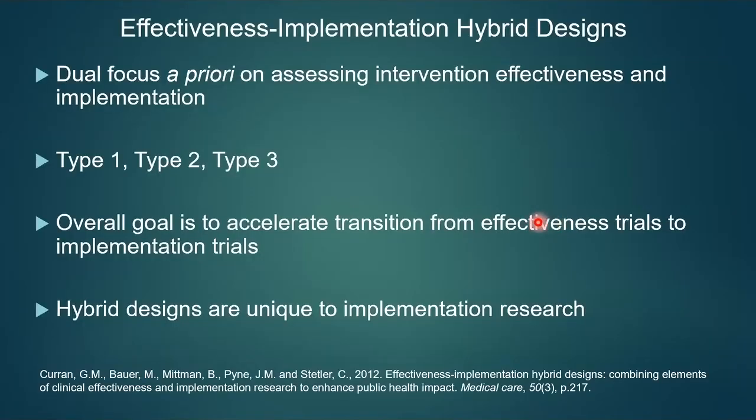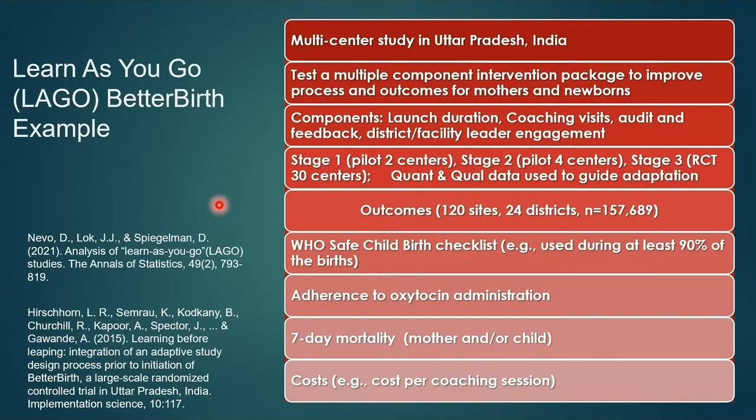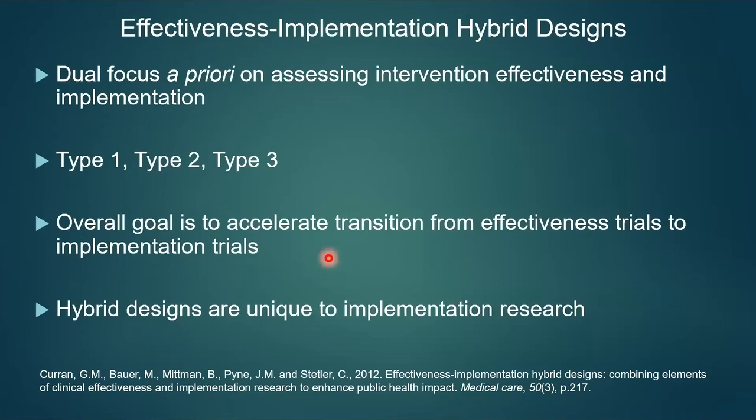So the next design that I want to cover in this talk is what's called effectiveness implementation hybrid designs. And these are unique to implementation science. An example of a hybrid design right here is the Better Birth Study. If the primary outcomes were, say, uptake of the WHO Safe Childbirth Checklist, which is a process outcome, and 7-day mortality, say maternal mortality, which is a health outcome, and the study was powered equally on both of these endpoints, that would be a type of hybrid design.